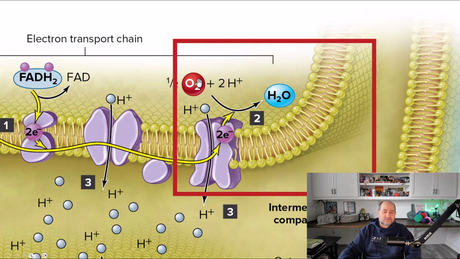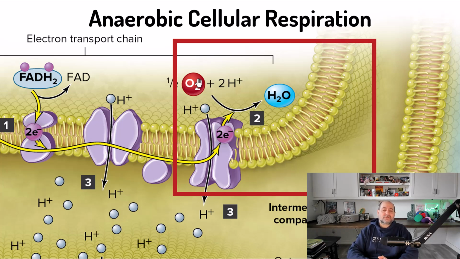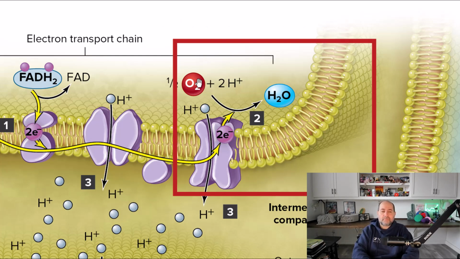And did you know that's not called aerobic cellular respiration? That's actually called anaerobic cellular respiration. So I need you to know this for the exam. I need you to know that aerobic cellular respirators like you and me use oxygen as our final electron acceptor. And you should know that anaerobic cellular respirators use a molecule other than oxygen as their terminal electron acceptor.